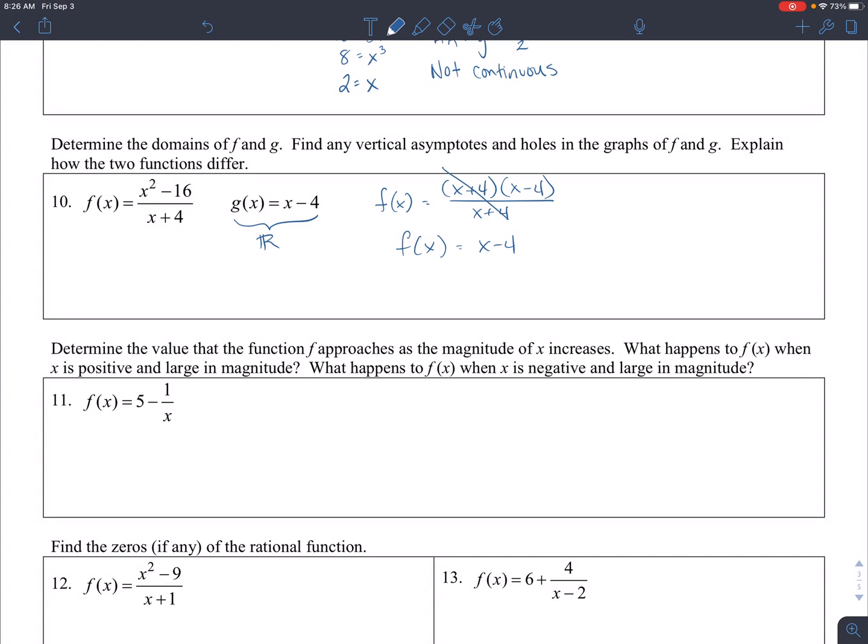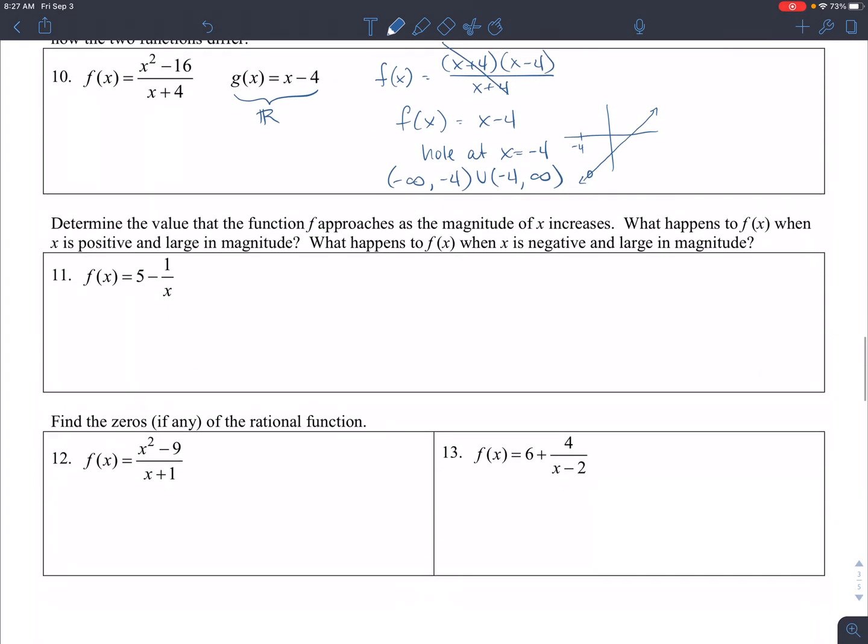So it would appear that the domain of f of x is the same as g of x. It looks like they're the exact same function, but they are not, because f of x is going to have a hole at x equals negative 4. Essentially, you're going to have a line like this, but at negative 4 there's going to be an open hole, as in that graph does not exist at negative 4. So that's how the two functions differ: one has the domain all real numbers, the other has the domain negative infinity up to negative 4, and then negative 4 to infinity.